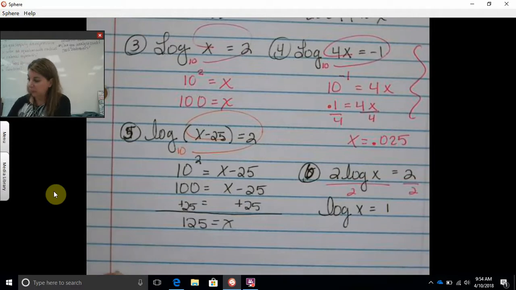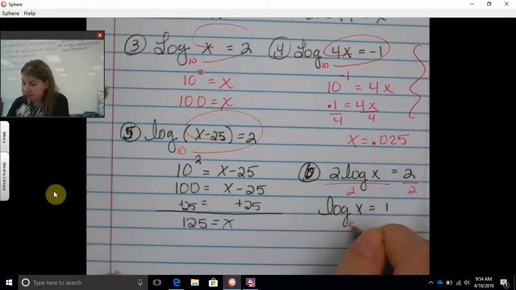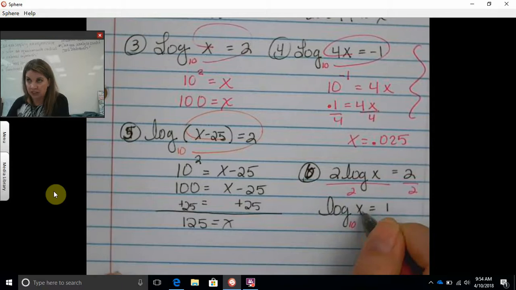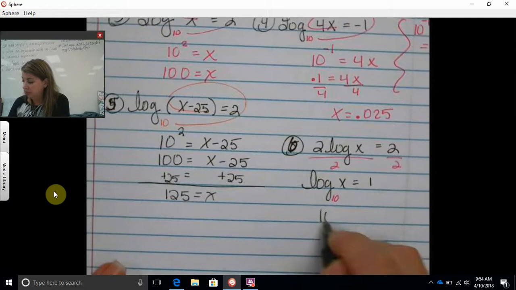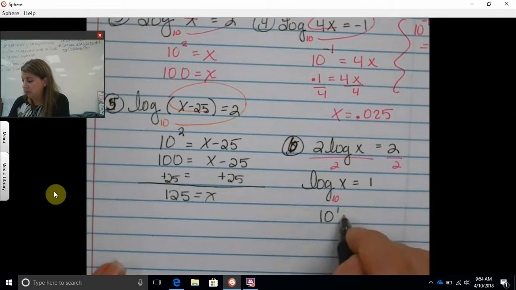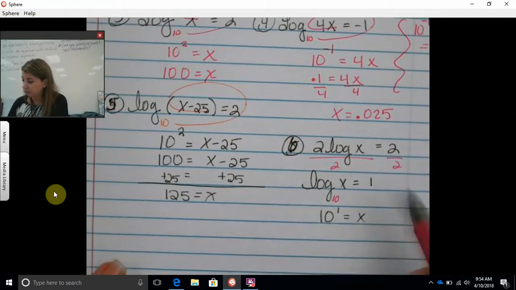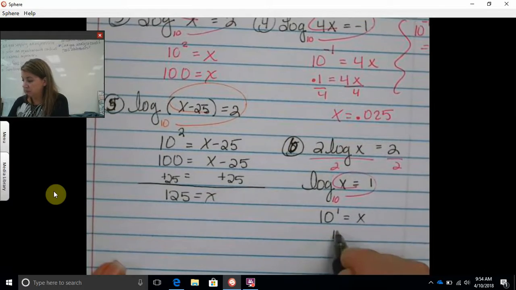What's my base? 10. I've got a variable over here with a log, so I can't use change of base, so I'm going to rewrite it as an exponential equation. So that would be 10 to the first power equals x. So what's x equal? 10.